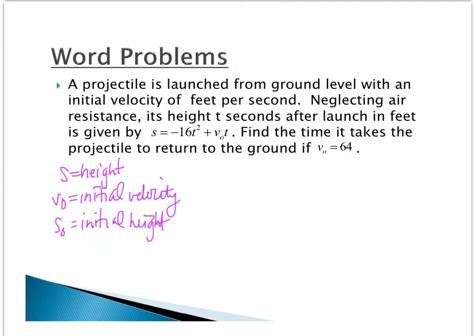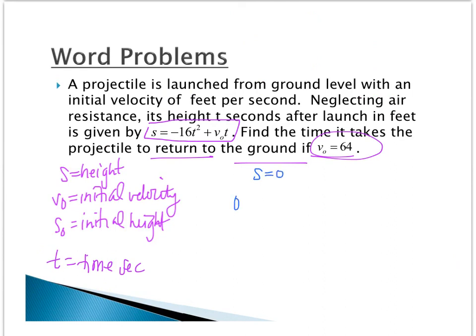When dealing with projectile problems, we will always give you the equation. In this problem, we give the equation x equals negative 16t squared plus v sub 0 times t. t equals the time in seconds that it takes an object that is going a velocity of 64 to return to ground after it has been shot up in the air. Now, the question asks how long it takes for the projectile to return to the ground. If it returns to the ground, that means that the height equals 0.